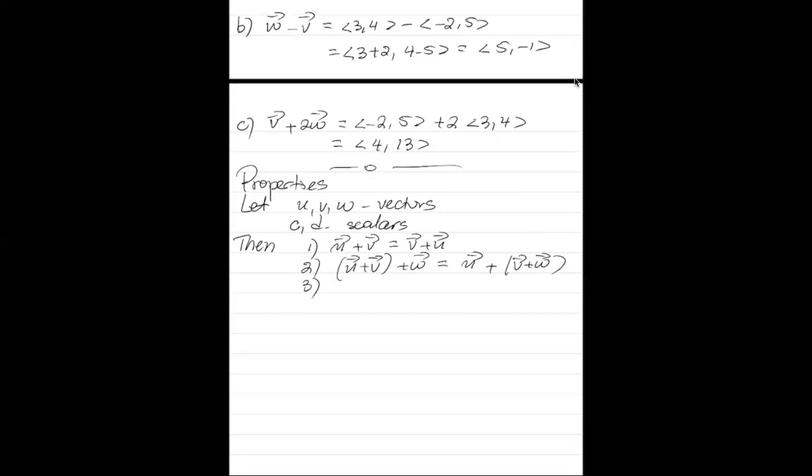Number 3, u plus the 0 vector is the same as u. So the 0 vector doesn't change anything. Number 4, if I add u to the opposite vector of u, then we get not just the number 0, but the vector 0. So when we add or subtract vectors, we get vectors. Now c times d times u, so we have two numbers, we can multiply them first and then multiply by u. Number 6, c plus d times the vector u, you can distribute here and do c times u plus d times u.